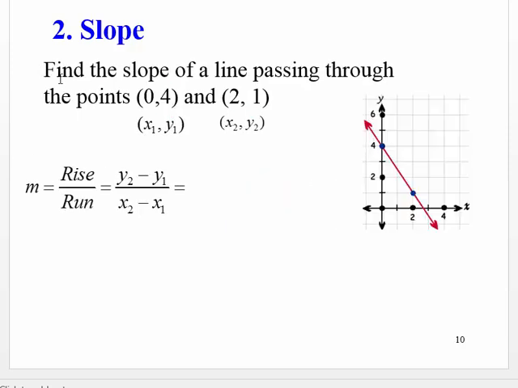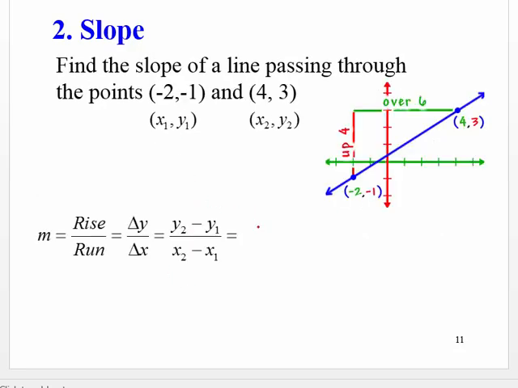Okay, so let's find the slope of a line passing through these 2 points. 1 minus 4 divided by 2 minus 0. So that's a negative 3 over 2, and that's our slope. Okay, so what does that mean? As we go over 2 in a positive x direction, we go down 3.